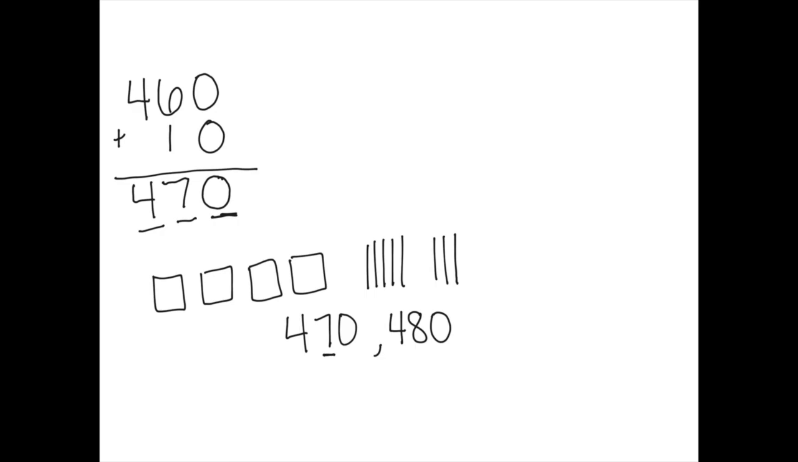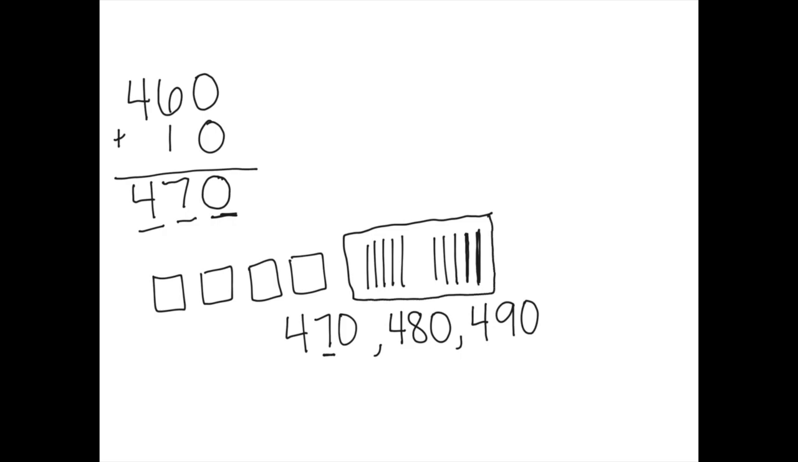Now what happens if I get a 9th 10 stick and I have 9 tens? Well then, instead of 480, I need to have 490. Now what happens if I add one more and I have 10 sticks? I know I can make 10 sticks into a what? A new 100. So 490 plus 10 more gives me 500.